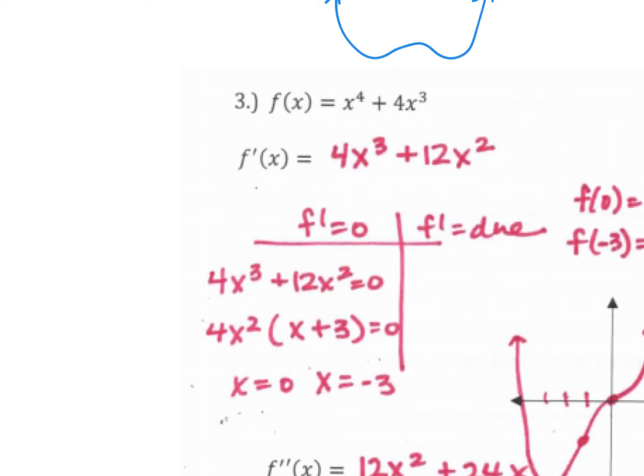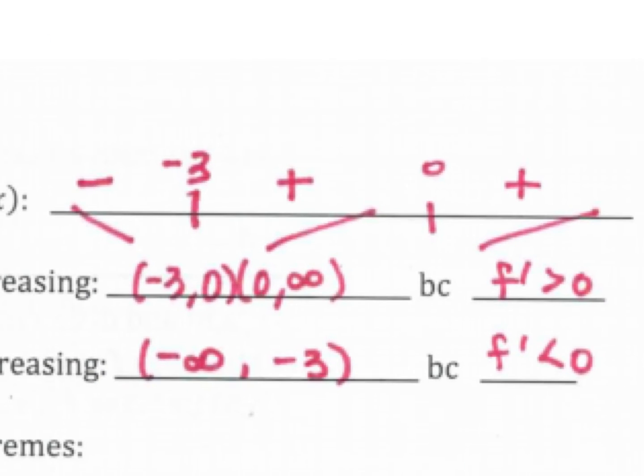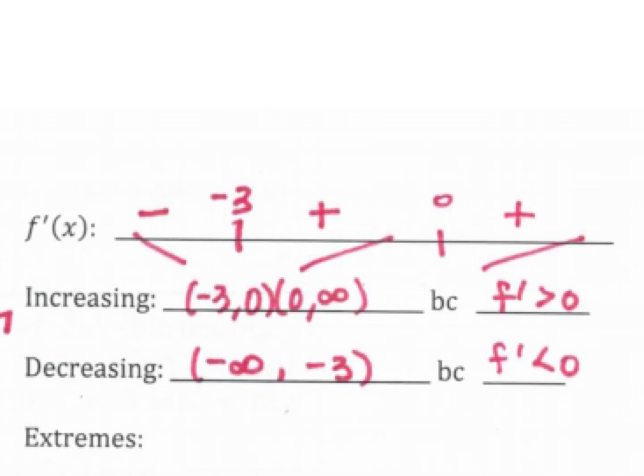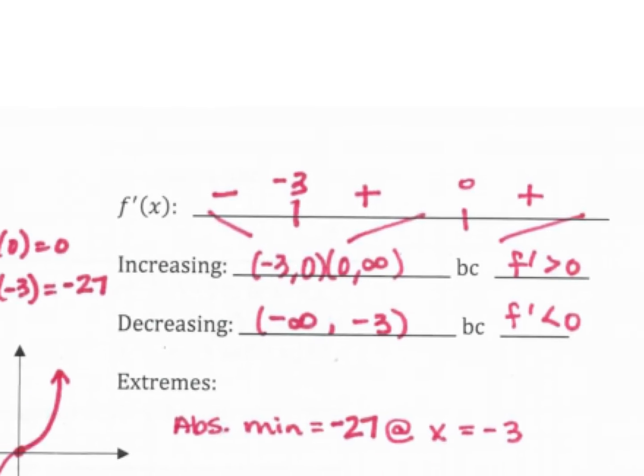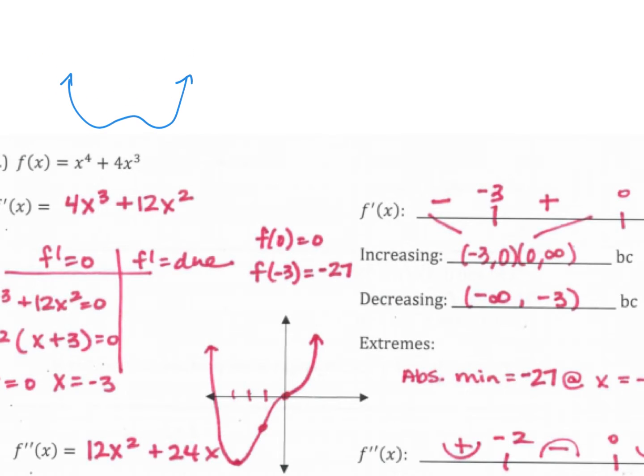So then I need to go through and do my first derivative test and say, okay, values that are less than negative 3, do those result in a positive or negative derivative value? Numbers that are between negative 3 and 0, does that result in a positive or negative derivative value? Numbers that are greater than 0, what's happening there? So we're taking values and we're doing a sign analysis on our derivative function.